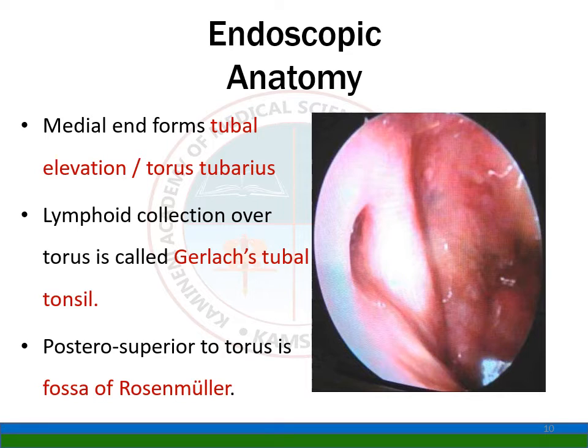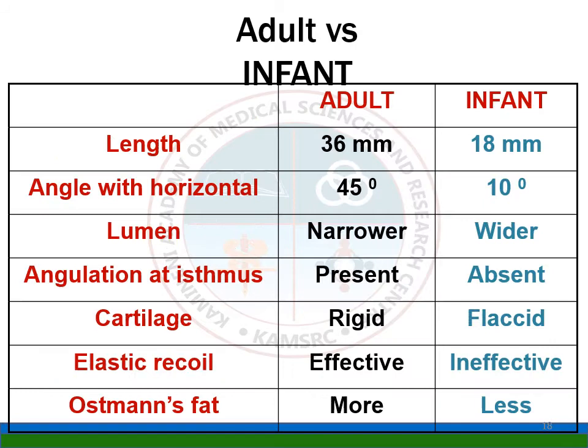fossa of Rosenmuller. So whenever a patient comes to you with a neck node, or whenever an elderly patient comes to you with otitis media with effusion, you should examine the fossa of Rosenmuller. You should not miss a mass in the nasopharynx. This is a point of interest here, and we already discussed it in the last class.